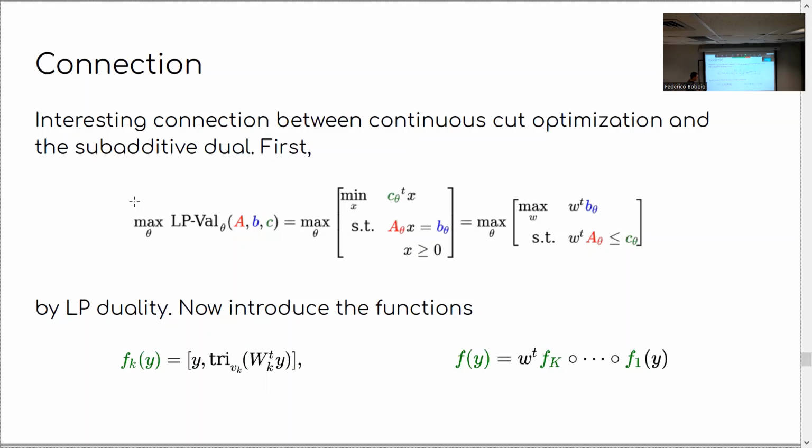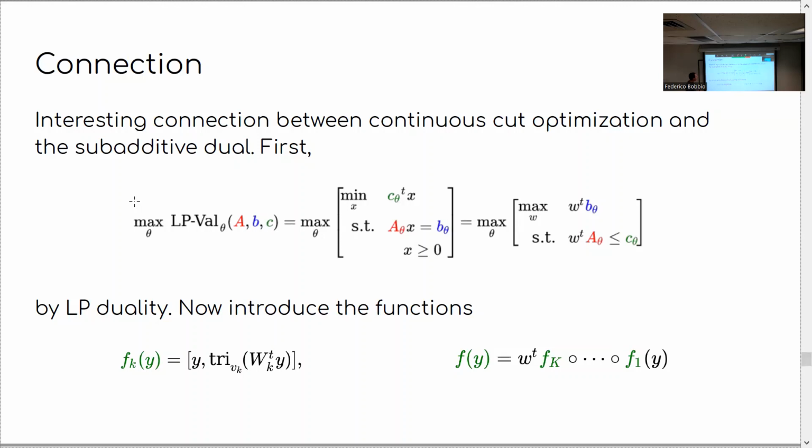I'm going to have some f_k's that are going to be the concatenation of its arguments and the triangular wave function at the parameters v_k and matrices w_k, where those are vectors and parameters associated with the function. And then I look at the function that's just the composition of all those functions, with finally just a linear function at the end.